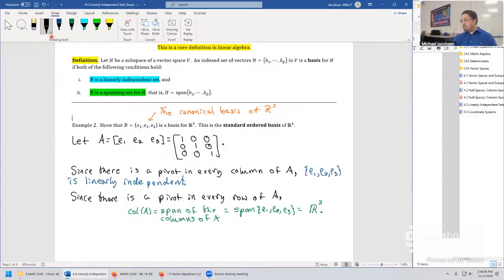And so our whole big conclusion here is then, therefore, B equals E1, E2, E3 forms a basis for R3. So that's the major ideas of what a basis is. We're going to resolve in the very next section, 4.4, what does a basis do for us when we look into coordinate systems? But any questions so far, just tracking through the definition?